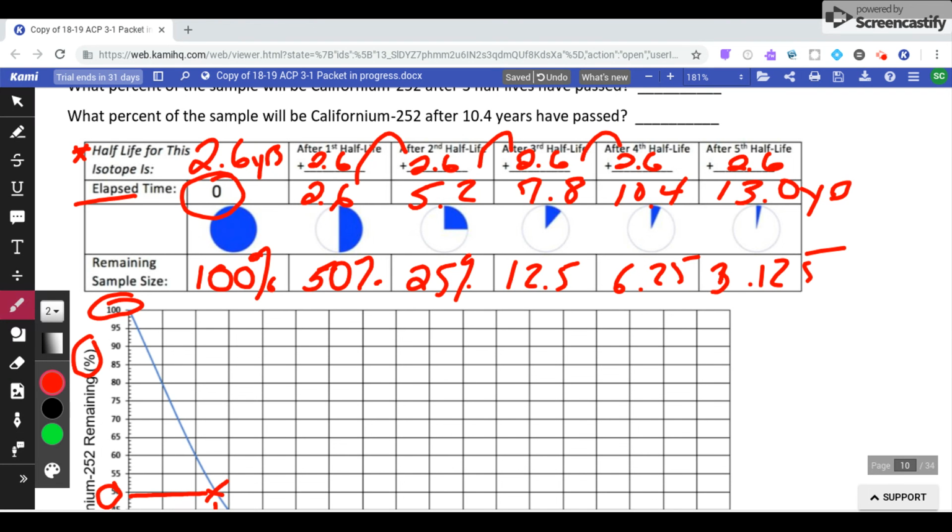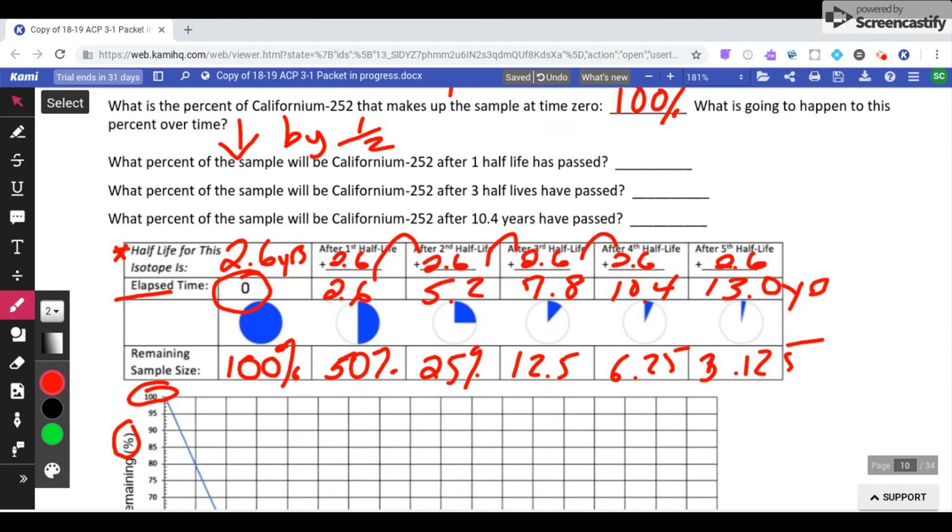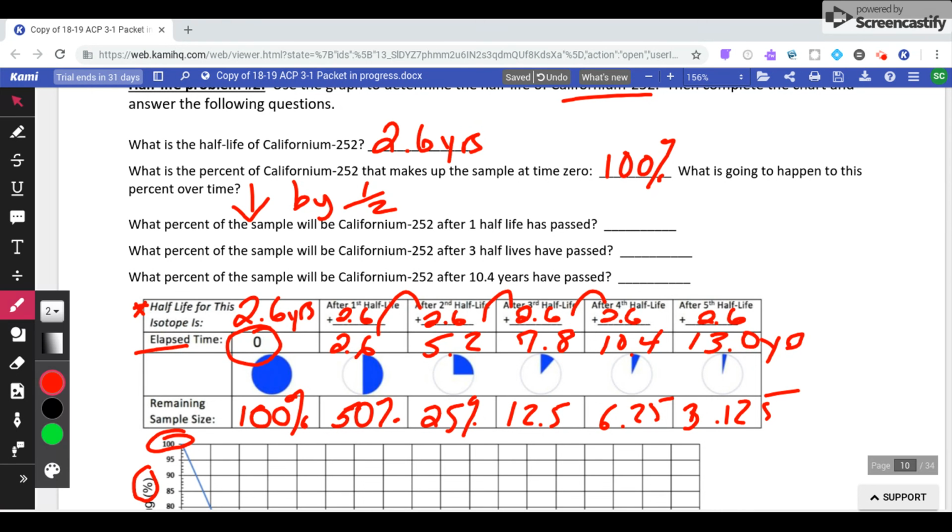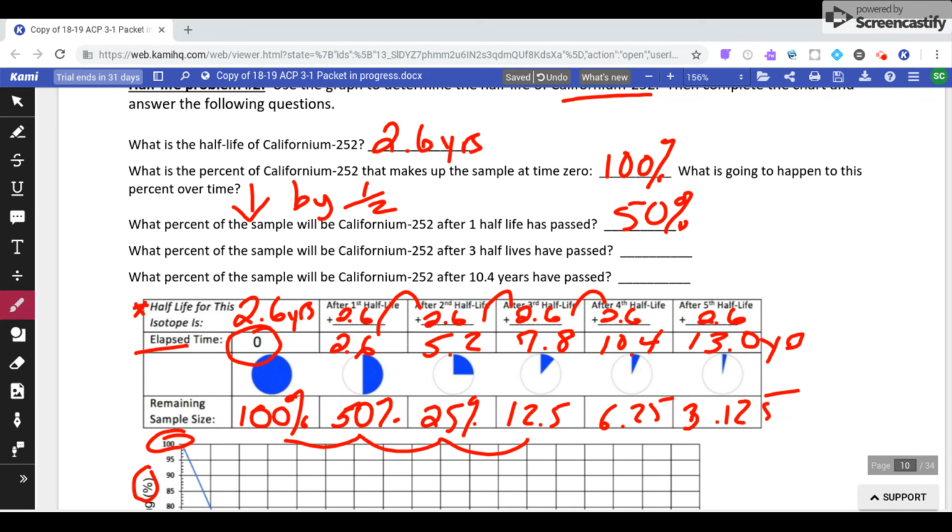So now if we look at these questions, we can answer them. What percent is there after one half-life? Well, we start with 100. After one half-life, we have 50% left. What percent will be present after three half-lives? That means one, two, three half-lives have passed. So we're at 12.5%. And what percent of the sample will be present after 10.4 years have passed? That's here. And that tells us 6.25% is going to be remaining.